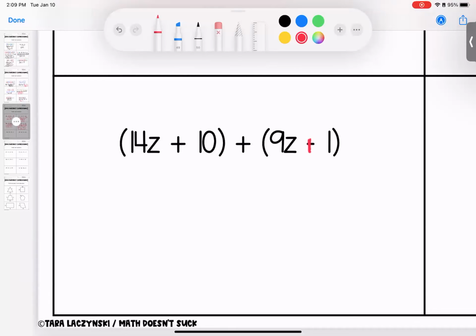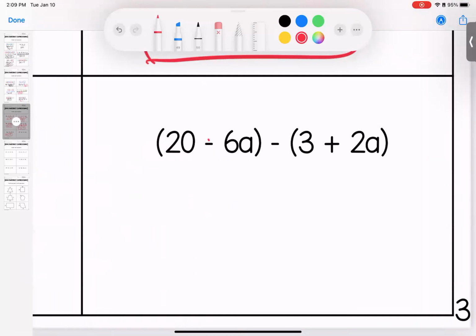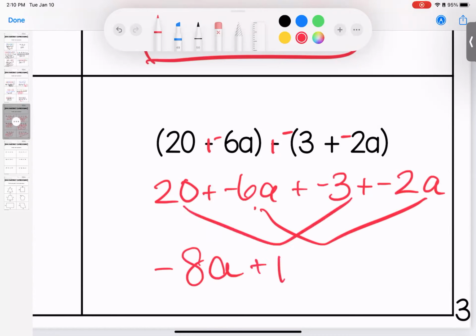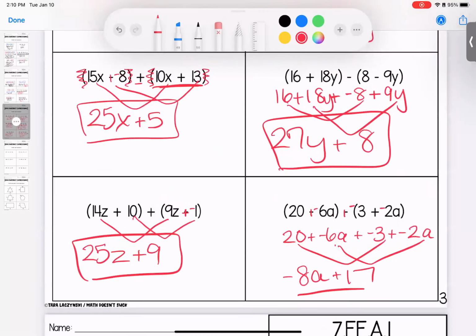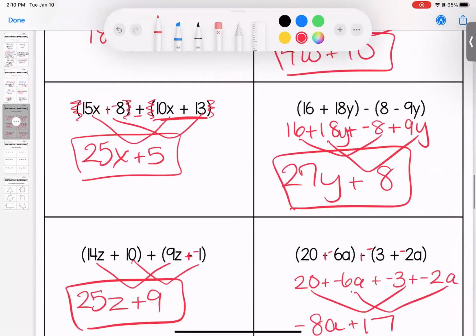This is plus, so we're good, but we're going to do a little keep, change, change down here. 14 plus 9 is 25z. 10 minus 1 is 9. 25z plus 9. We're going to do a keep, change, change in the front, and then opposite, opposite. So we have 20 plus negative 6a plus negative 3 plus 2a. So here we have negative 6a, negative 2a. That becomes negative 8a. 20 minus 3 is 17. Negative 8a and 17. Remember, when we have a subtraction sign, everything in the back parentheses becomes its opposite. Any questions? Bring them with you to class.